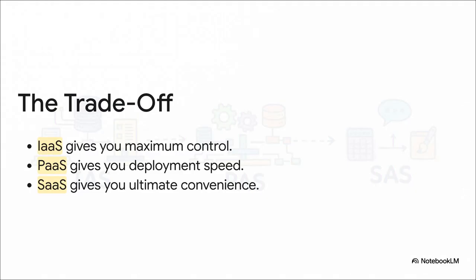So what's the big takeaway here? It's that there is no single best model. It's not about which one is better, it's about what you need. It is always a trade-off. If you absolutely need total control for some unique application, IaaS is your best friend. If your main goal is to deploy an app fast without worrying about servers, PaaS is your go-to. And if you just need a tool that works right out of the box, well, that's SaaS.